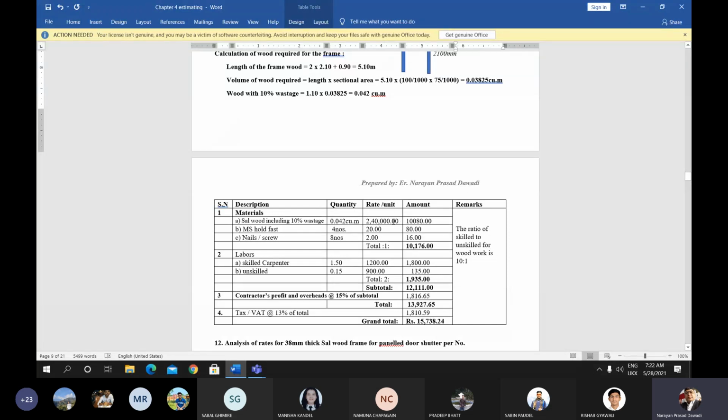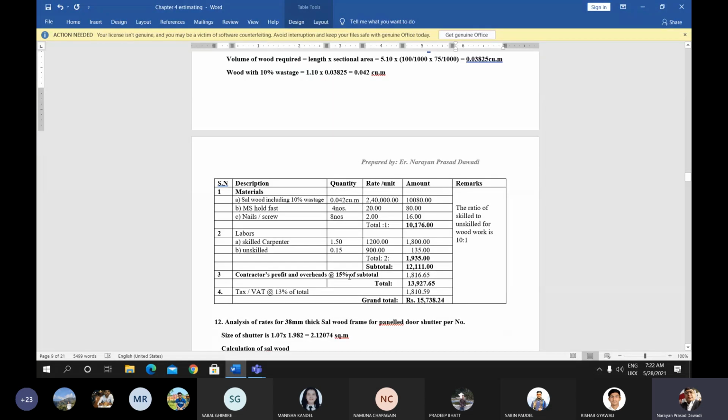Now, solid wood including 10% wastage, 0.042 cubic meter. Per cubic meter cost is 240,000, which gives the value of 10,080 rupees for the frame. Now, mild steel holdfasts for a frame: the minimum number of holdfasts is 4 numbers, and per number cost is 20, which gives the value of 80 rupees. Now nails and screws: 8 numbers, 4 numbers, and 2 for each number, 2 number is 16. Total cost of 10,176 rupees.